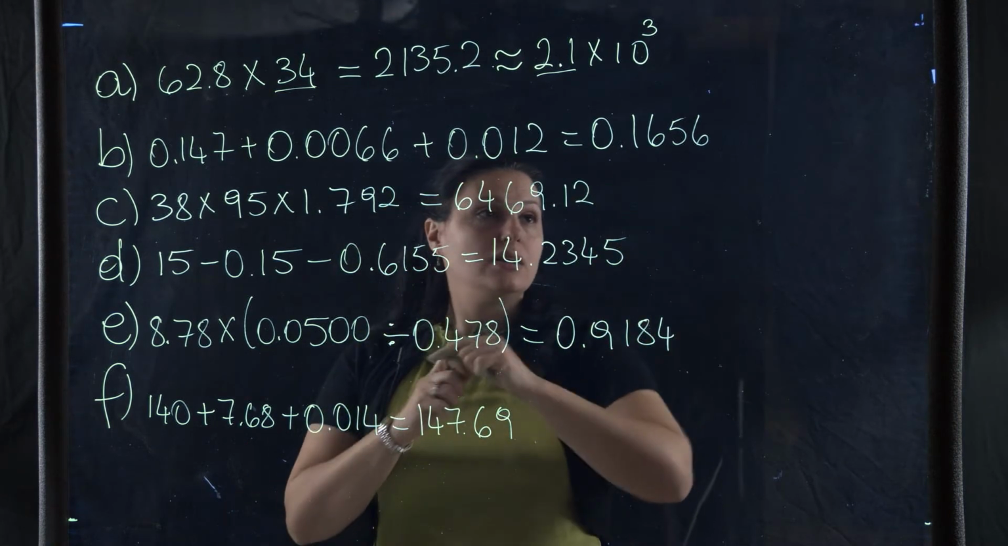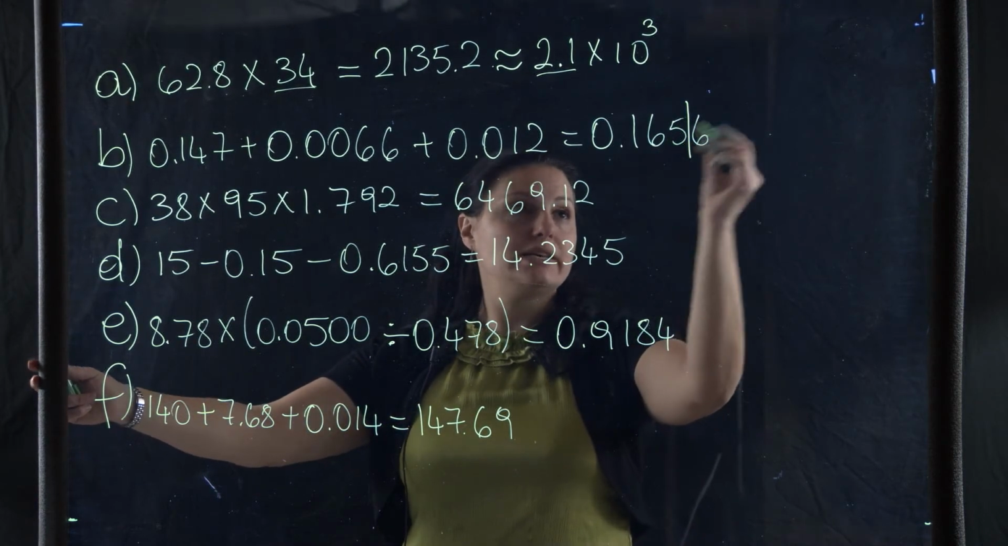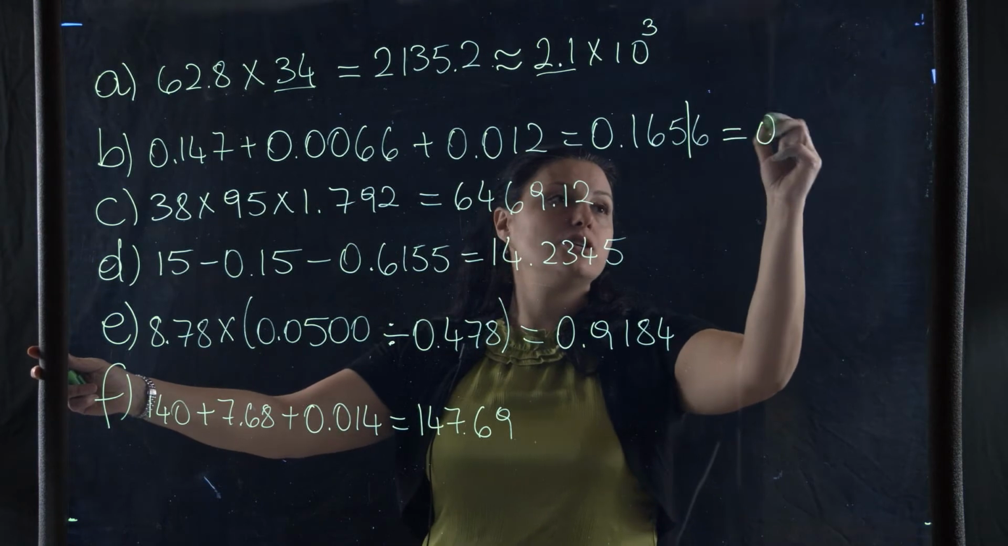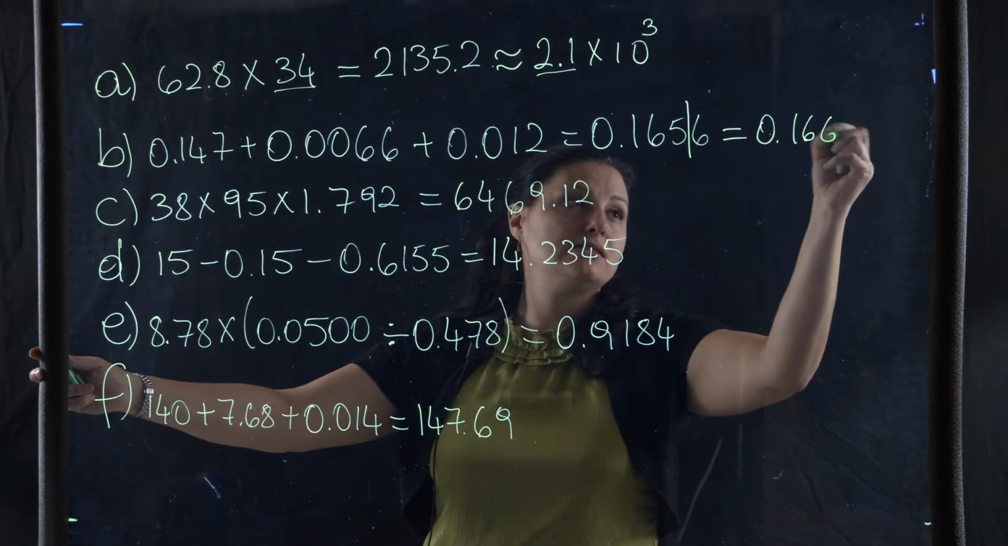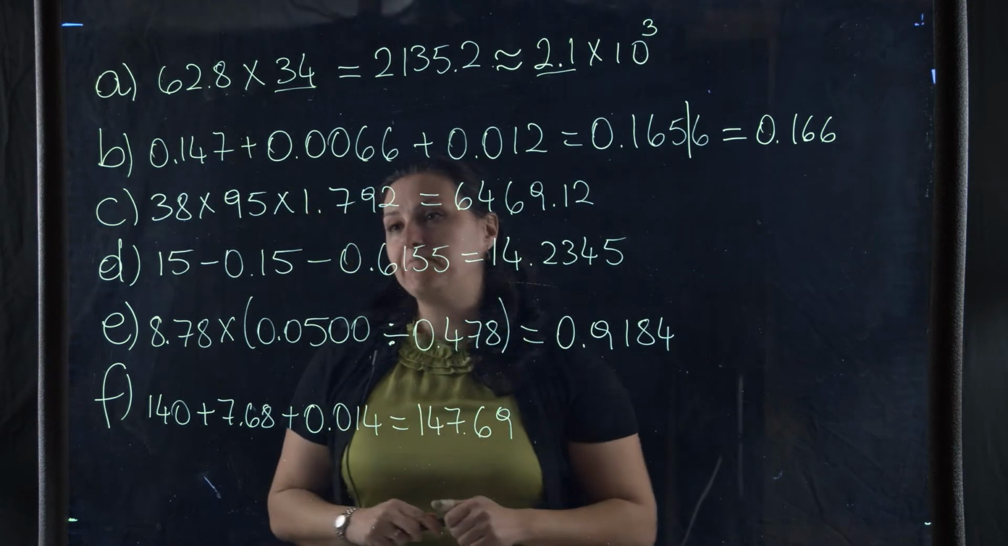So this is 1, 2, 3. I have to cut off right here. Because this is a 6, it will make this 0.166. And that is my answer for B.